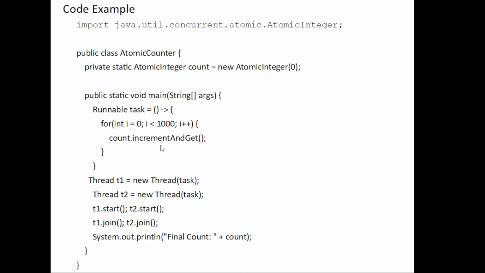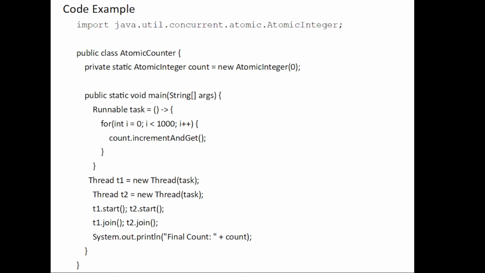So instead of count plus plus, we are using the incrementAndGet method here. Then we created two threads here, t1 and t2, to run the same task. We start both threads here, and here join ensures both threads finish before we print the final count. And finally we print the result. The count will always be 2000 because of AtomicInteger.